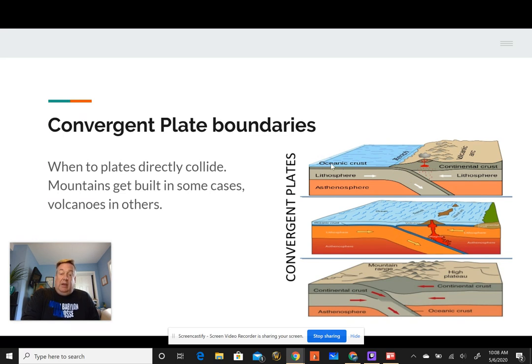If you get oceanic crust and continental crust, not only do you get mountains, but you tend to get volcanoes. Now, the other thing to keep in mind is that anytime two plates collide, they release energy. You know that energy release by another term: earthquakes. We're going to learn a lot about earthquakes next week. A lot of this stuff has earthquakes associated with it.